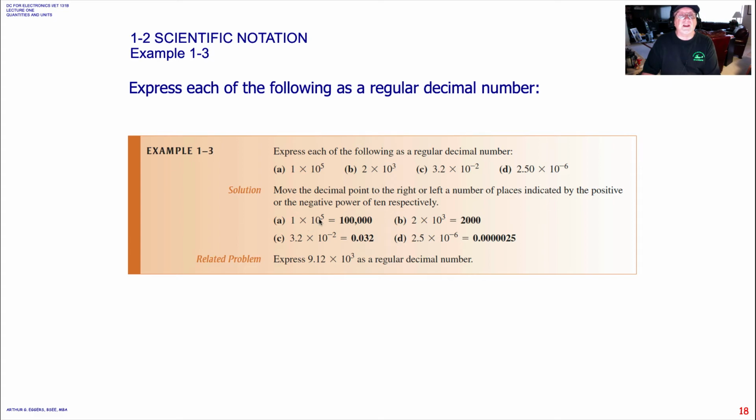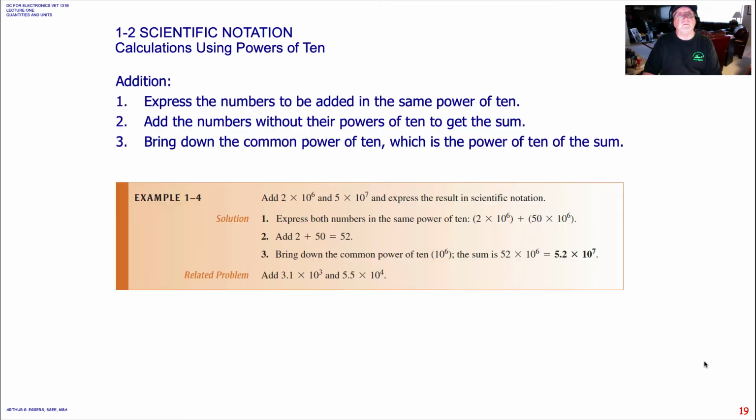So in this case, it actually just becomes 10 to the 5th, which is 100,000. And the second one, we have 2 times 10 to the 3rd. So 10 to the 3rd is 1,000 times 2 gives us 2,000. In this case, 3.2 times 10 to the minus 2 is really just telling us to move the decimal point 2 places, 1, 2, to give us our result. And then 2.5, the same thing here. We're going to move the decimal point 6 places to the left to come up with our decimal equivalent.